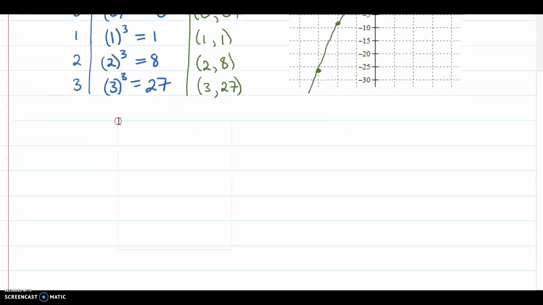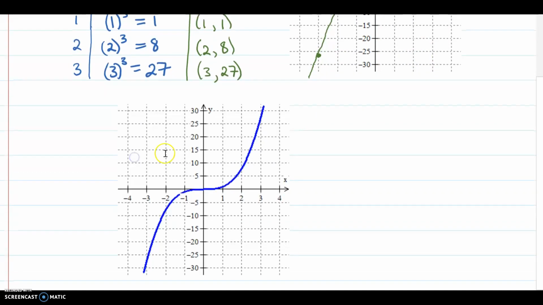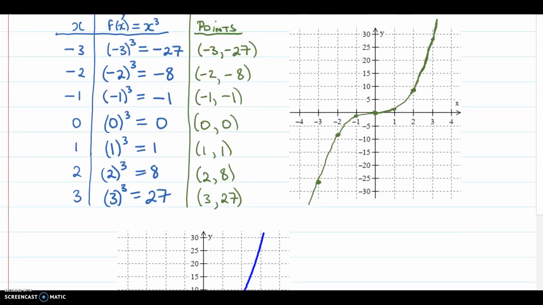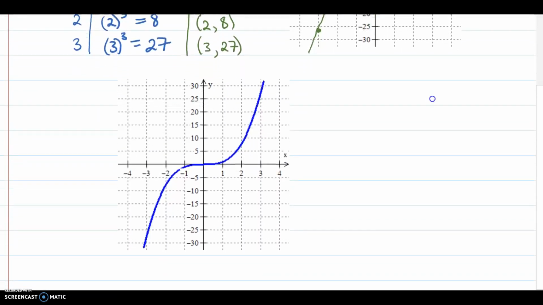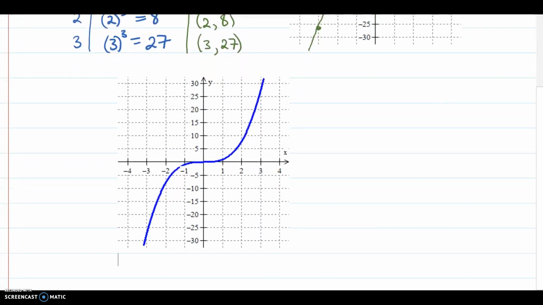Now our task was to draw it by hand, so this version, but it's always nice to be able to compare it to the version that's produced by a calculator or by a computer, and you can see that they're very, very similar. Okay, so that is the typical graph of x cubed, the one on the screen right now with the blue line. That's the graph of x cubed.